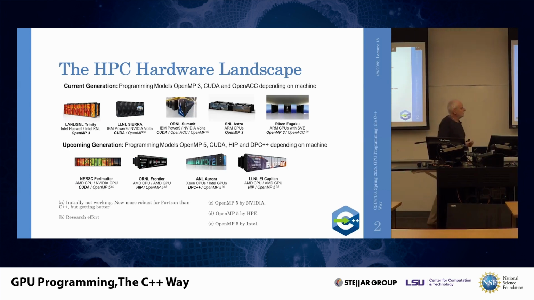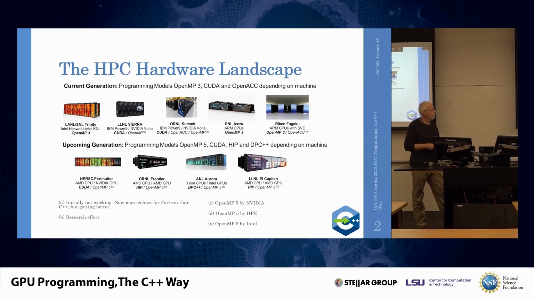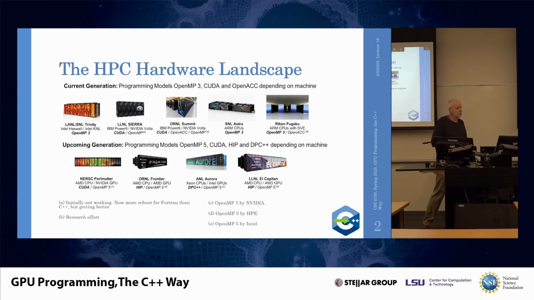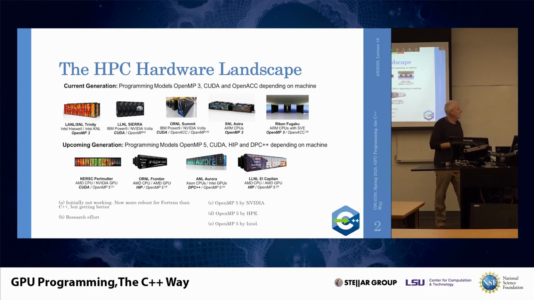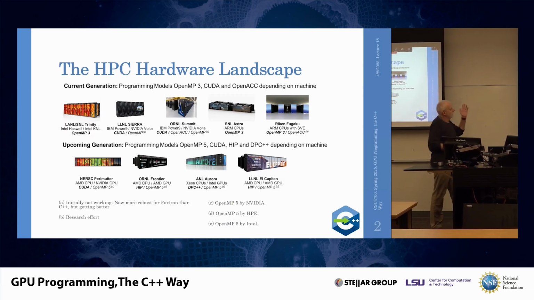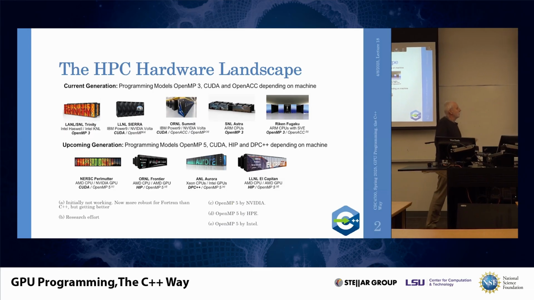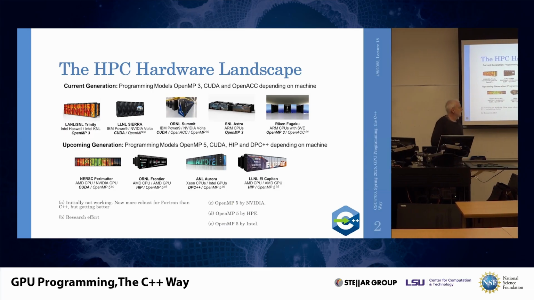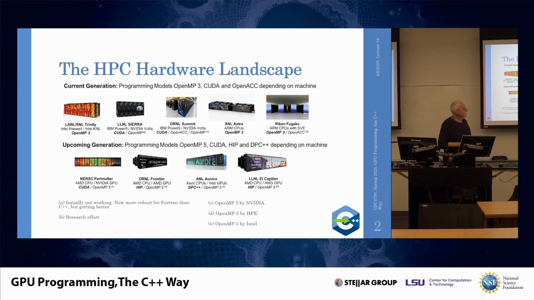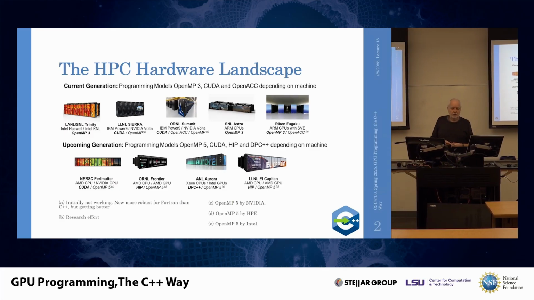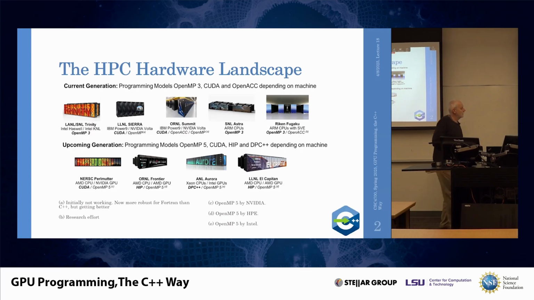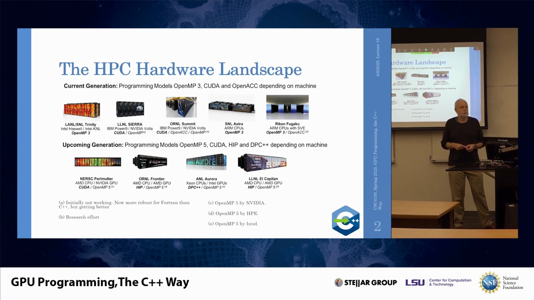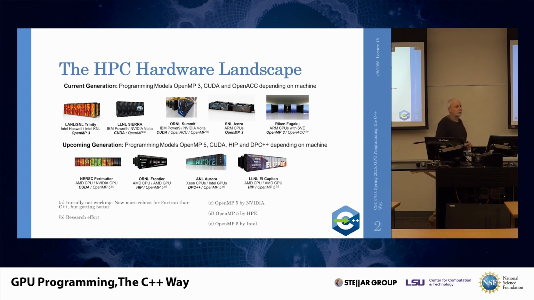Here's just a slide that gives you the 9 most recent, biggest supercomputers we have available to ourselves. The current generation, well, nowadays the upcoming generation is probably already the current generation. And the interesting thing here is that you have 9 machines, and those 9 machines require you to apply 9 different ways of programming.